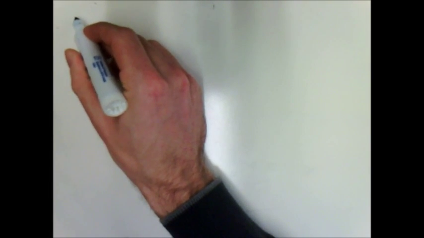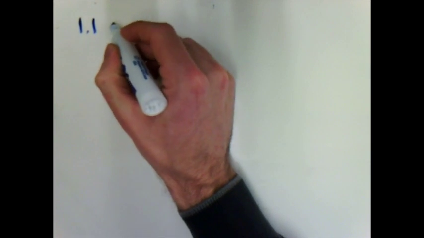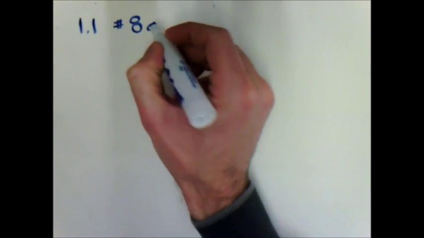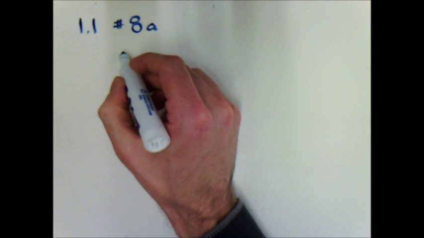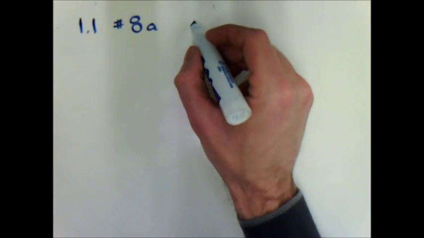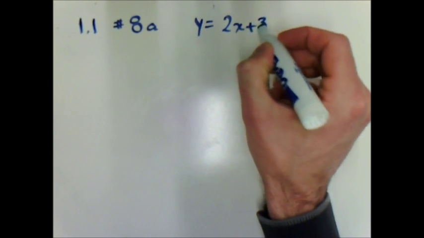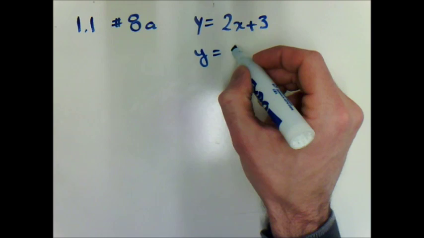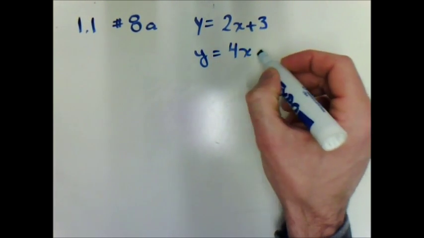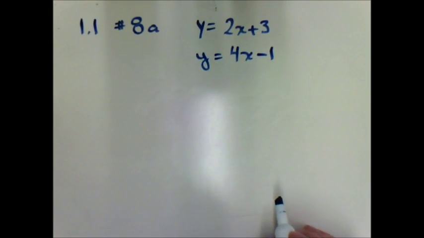Okay, this is 1.1 number 8a. The question says, find the point of intersection for each pair of lines and then check your answer. So they give us the two lines. We have y equals 2x plus 3, and we have y equals 4x minus 1. They're telling us that at some point, these two lines are going to intersect.